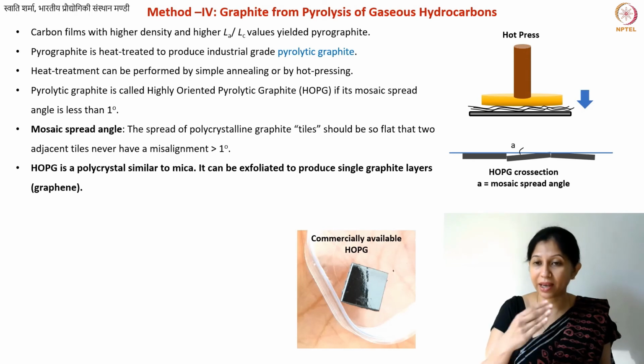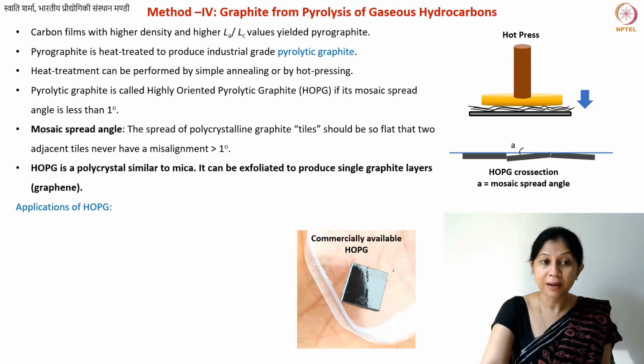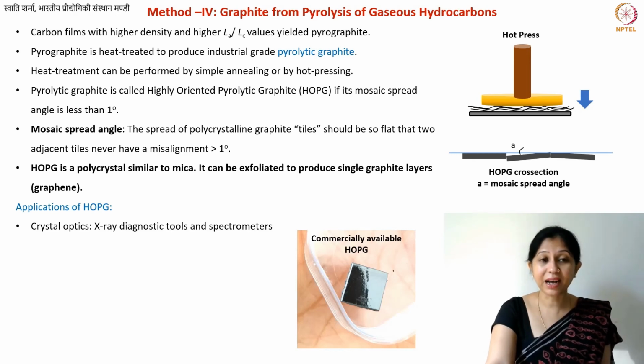and then by a tape or some other exfoliation methods, you can remove single layers of graphene from there. What is exfoliation? It means removing something, peeling something off. That is known as exfoliation. So this is one of the most common applications of HOPG nowadays, that it is used for exfoliation and for giving you graphene.